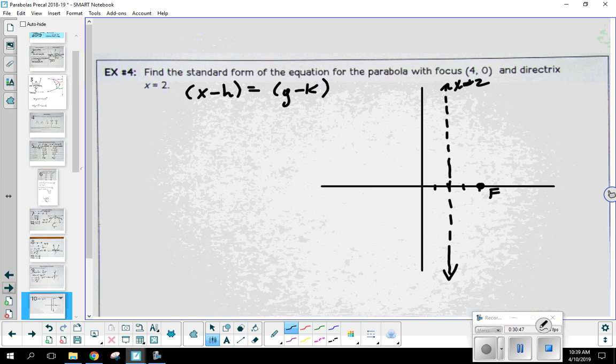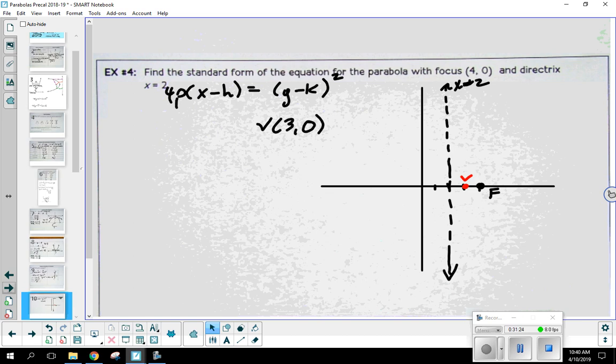So at the very least, we know y's got to be squared. 4p would have to go where? In front of the x. Because it opens right, we don't have to worry about a negative. So that's the form my equation should be taking. If you draw it out, you know that halfway between the directrix and the focal point, that's where the vertex always has to be. It's always the midpoint between the two, right? So my vertex is at 3, 0.